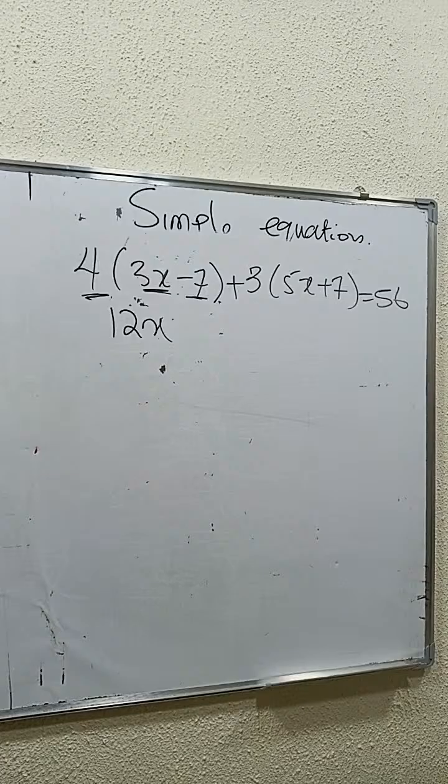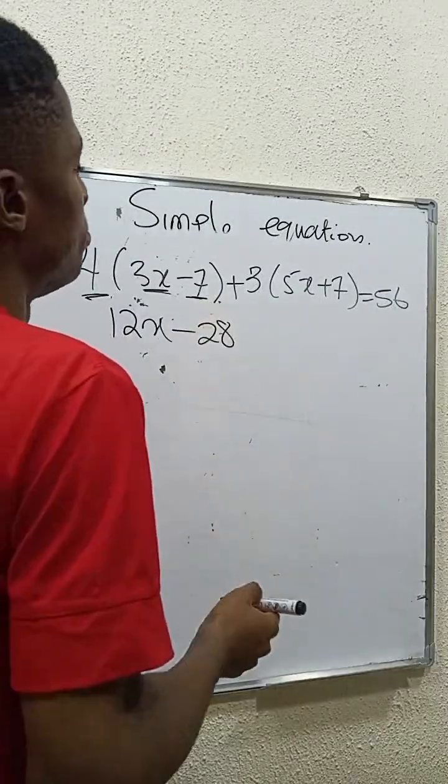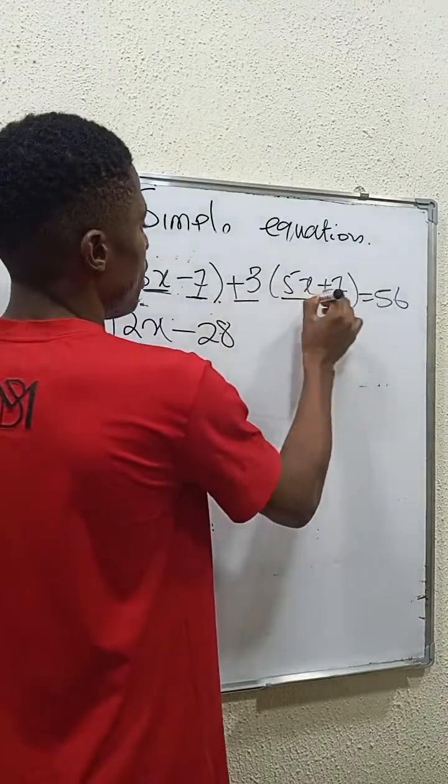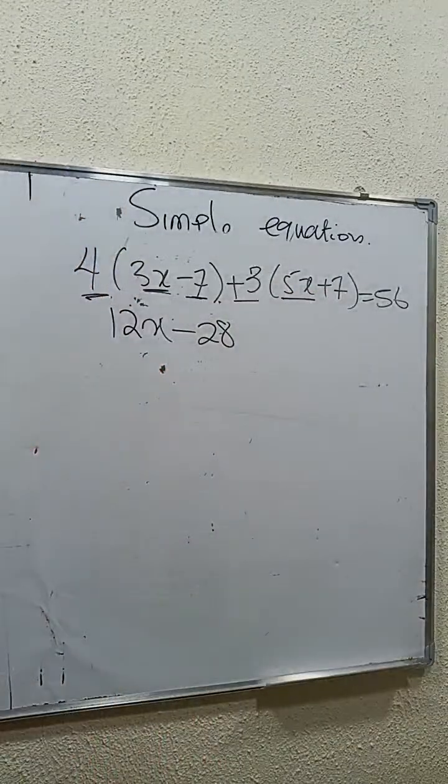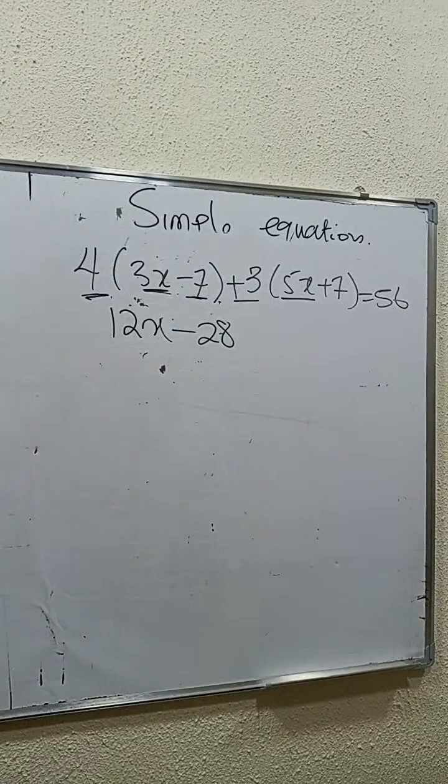What is 4 times minus 7? 4 times minus 7 is minus 28. Then what is 3 times 5? 3 times 5 is 15.